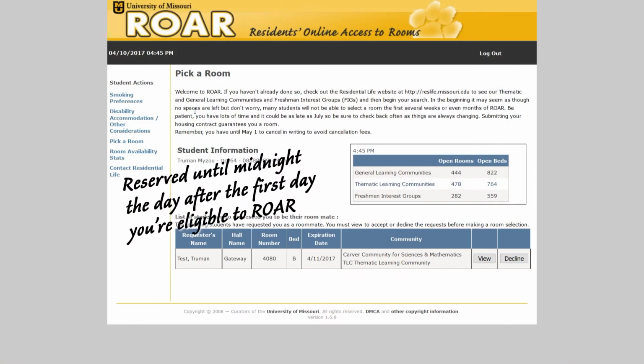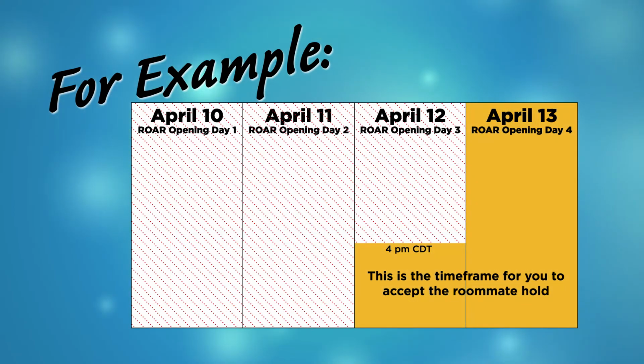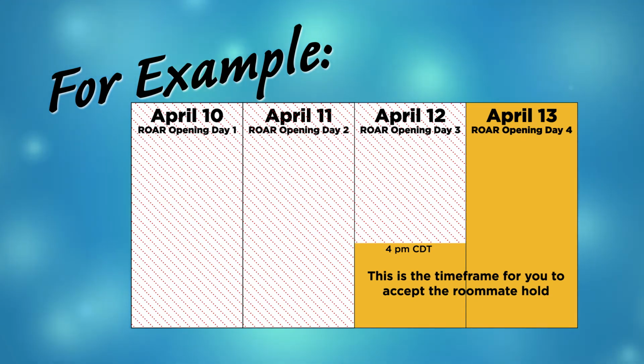Roar will check to be sure that you are eligible for the FIG or TLC when you click View. If you don't meet the eligibility requirements, the hold is immediately released and available for others to select. The bed is reserved for you until midnight the day after you're first eligible to Roar. So for example, if you're first eligible to log into Roar on April 12th, you have until 11:59 p.m. on April 13th to accept the space on hold for you.